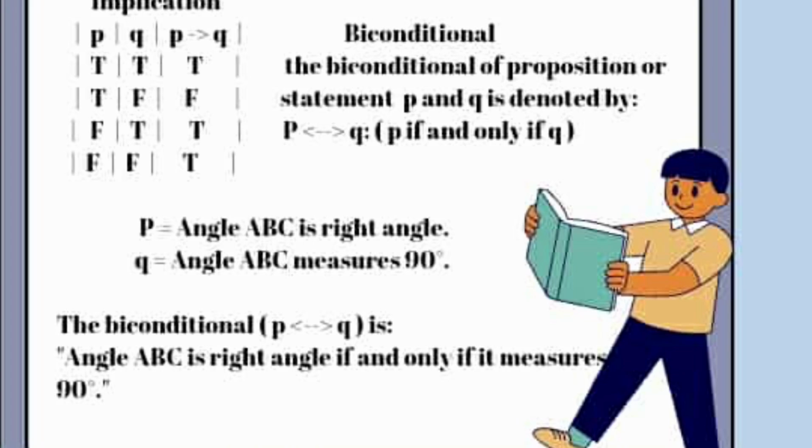Biconditional. The biconditional of propositions or statements P and Q is denoted by P if and only if Q. P, angle ABC is a right angle. Q, angle ABC measures 90 degrees. The biconditional P if and only if Q is, angle ABC is a right angle if and only if it measures 90 degrees.